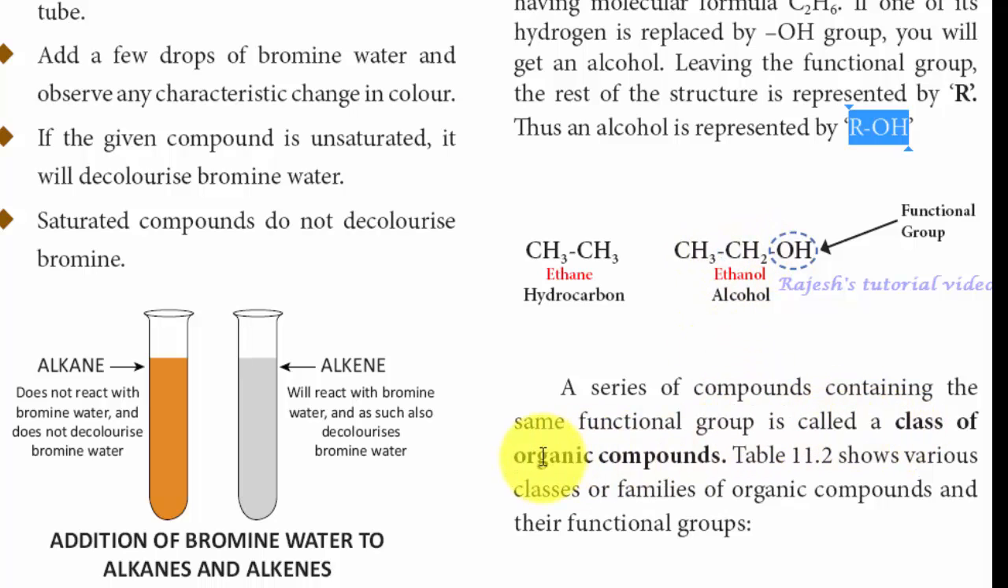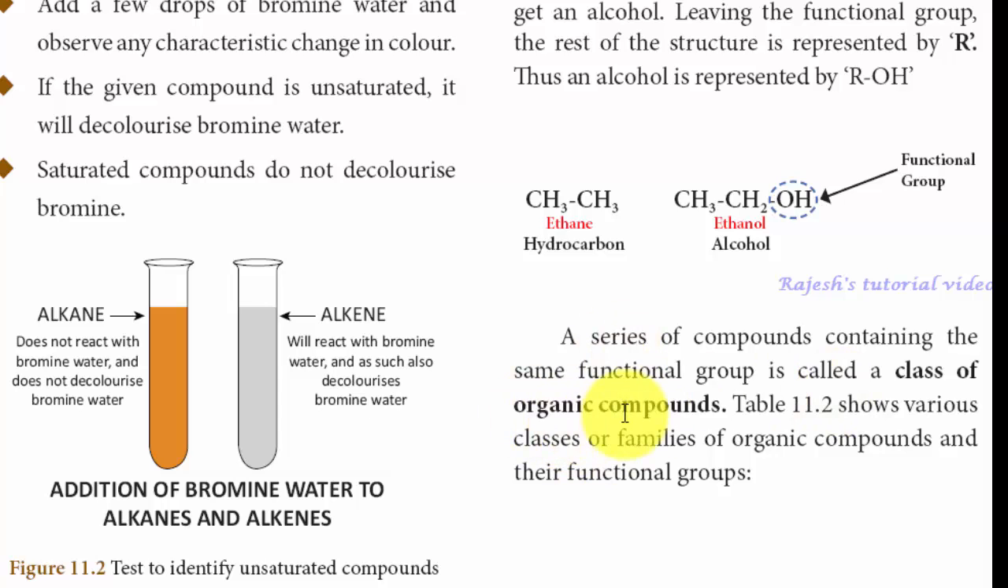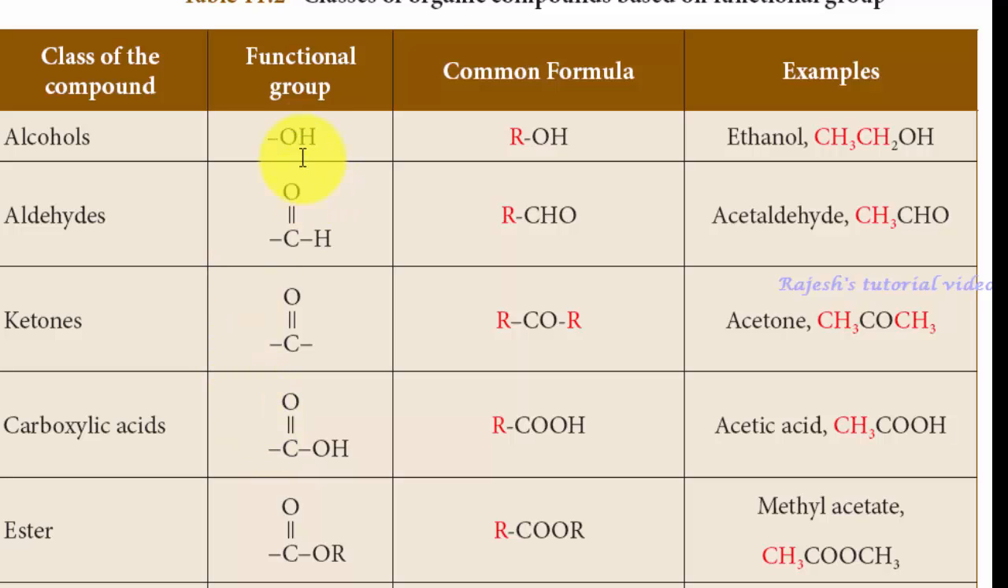For example, compounds having OH group are called alcohols, and those which have CHO group are called aldehydes, and so on. They all belong to a class of organic compounds. Compounds having the functional group OH are called alcohols, and they have the common formula ROH, that is alkyl group with OH group. For example, ethanol, C2H5OH. Then compounds having CHO group are called aldehydes. They are represented by RCHO.